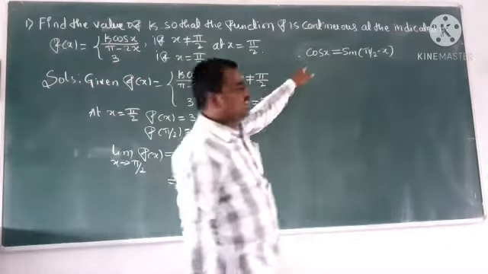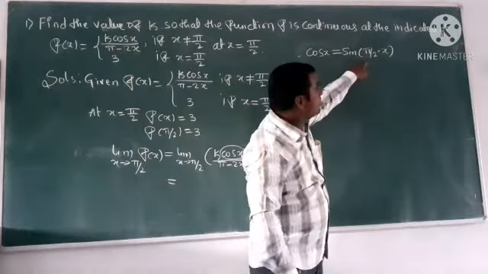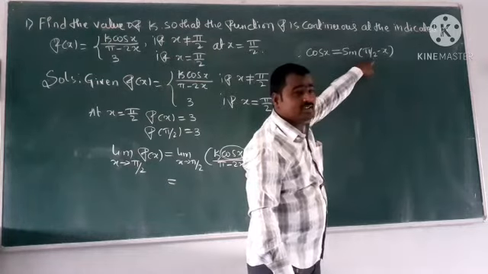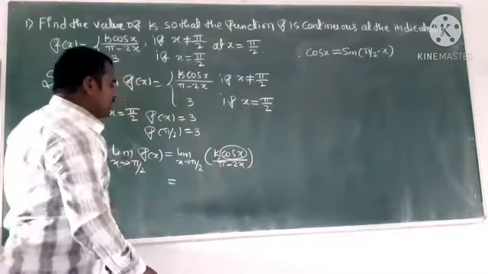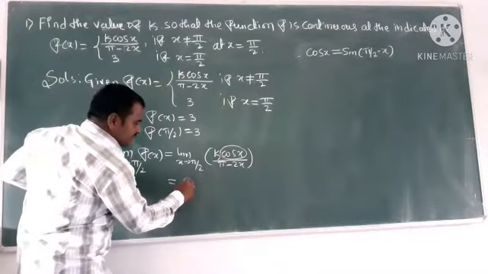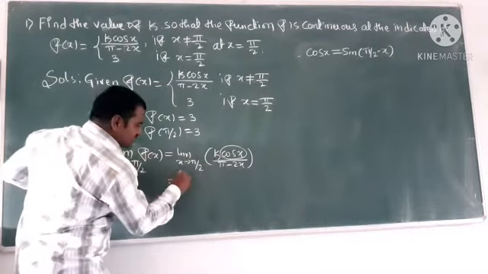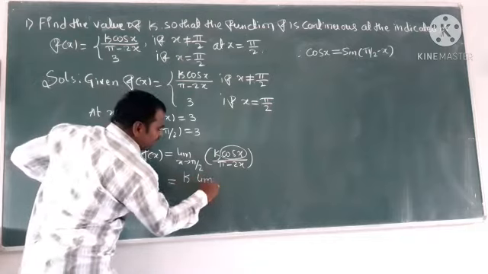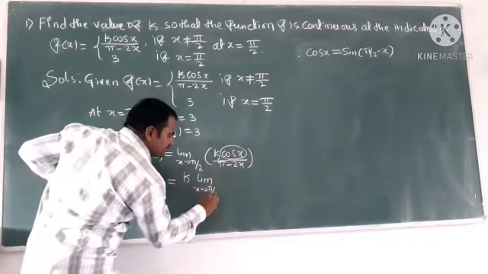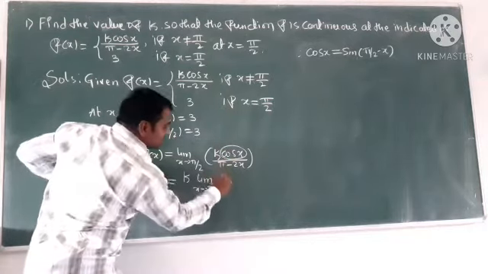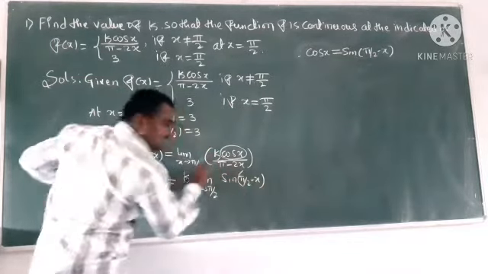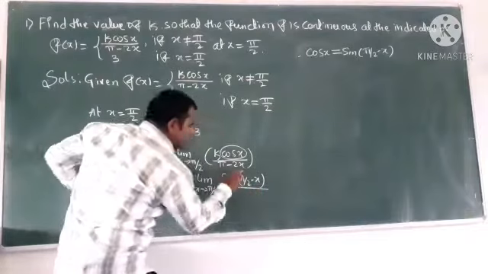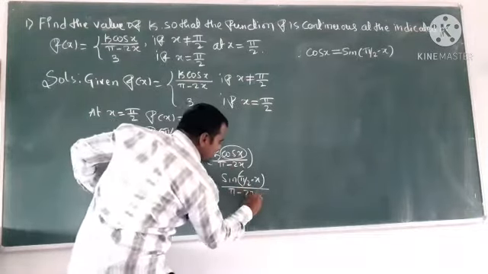For cos x, which function can I apply? Sine of (pi by 2 minus x). It is called an allied function. Right? So you are going to define it. Look at this one. K is a constant, take it outside. K limit x tends to pi by 2, cos x replaced by sine of (pi by 2 minus x), divided by pi minus 2x.